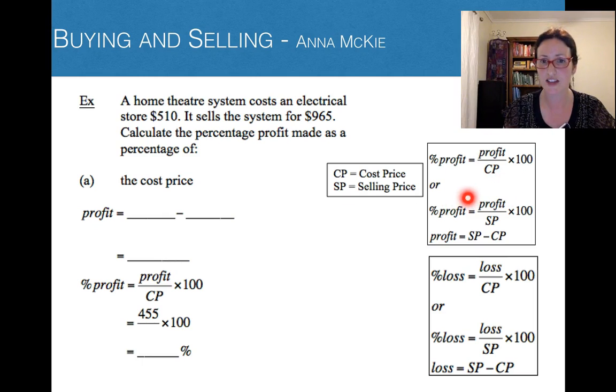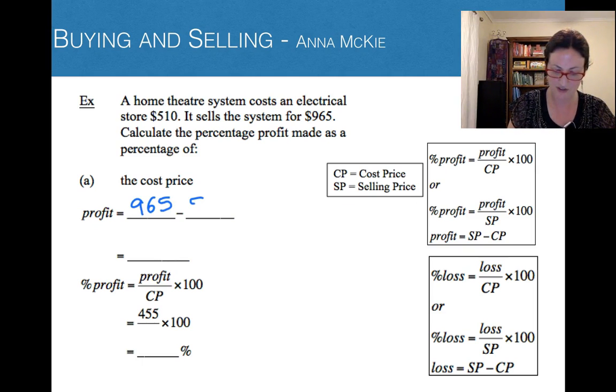Well, here's a little formula here. CP is cost price and SP is selling price. First of all, we need to work out how much profit was made, and that's simply calculated as a subtraction. The biggest number, take away the smaller number. So 965 take away 510. Feel free to use your calculators and help work this out with me. $455.